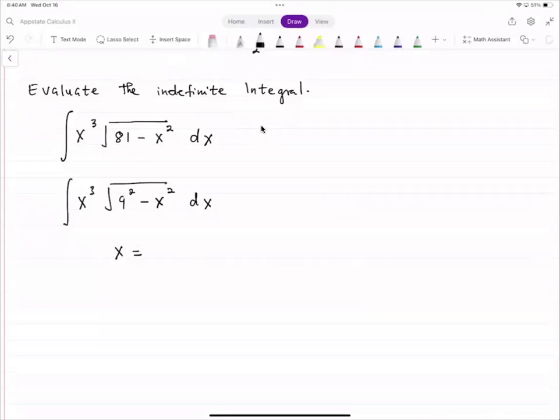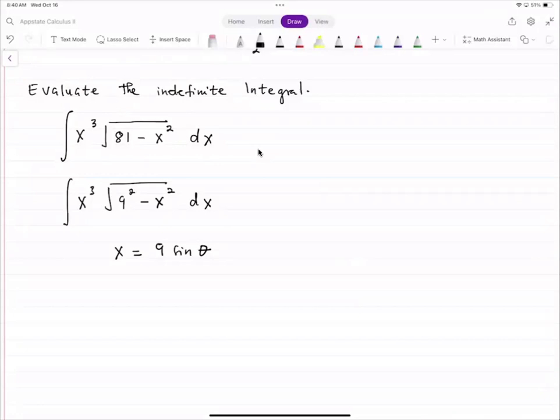Anybody else want to try? Jacob, what did you use for your x? I got 9 sine theta. Okay. Jacob says he used x to be 9 sine theta. Meredith, do you agree with him? I do. Okay. Anybody else? Do you all agree that we should use x to be 9 sine theta? Yeah, I agree. Okay, good.